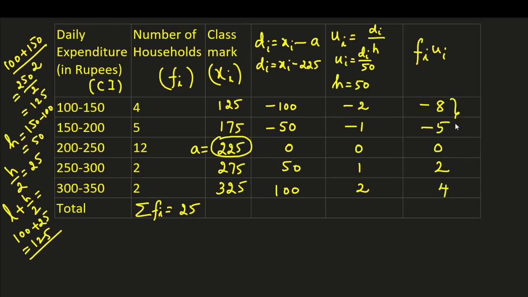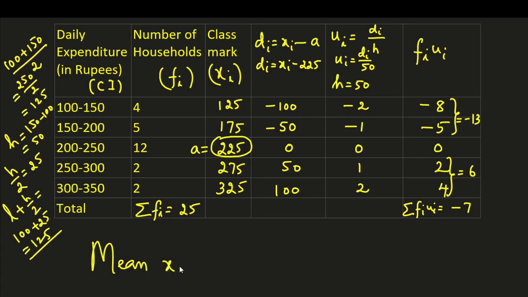The sum of negative values is minus 13. The sum of positive values is 6. The difference is minus 7. So the sum of FiUi is minus 7. Now we have obtained sigma Fi and sigma FiUi. We can calculate the mean now.